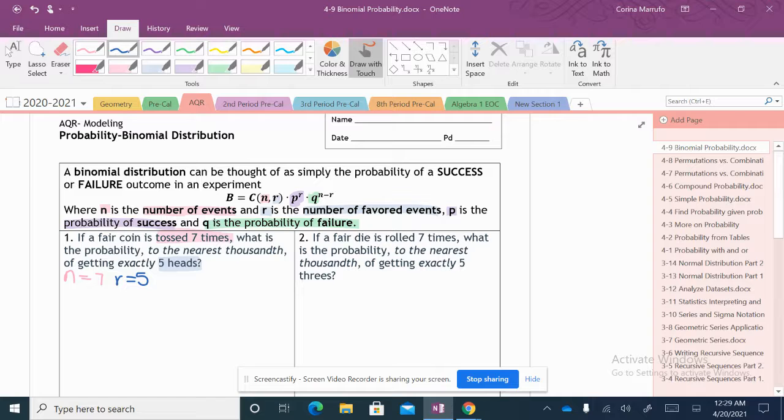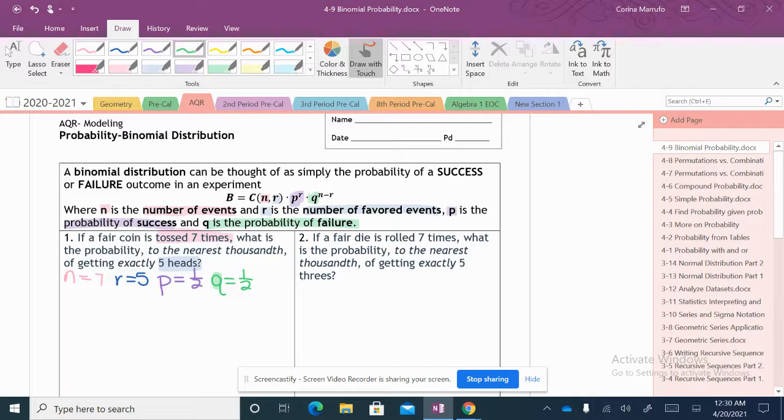Well, what's the probability of getting a head? That's going to be our p. The probability of getting a head is 1/2, because you have a coin with two sides, one side's heads, one side's tails. So the probability of failure, which is q, is also going to be 1/2, because if the probability of getting a head is 1/2, then the probability of getting a tails is the other half.